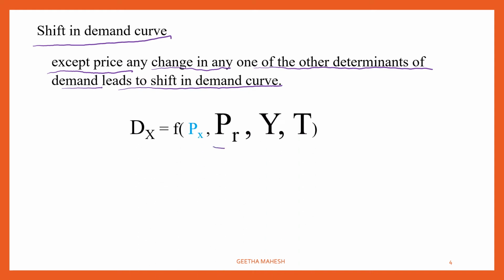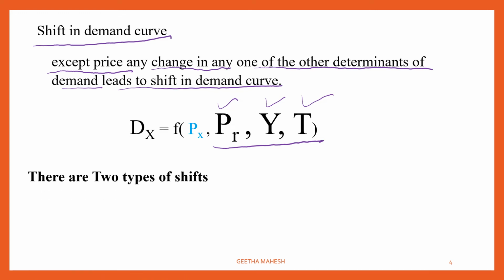So what are the other determinants of demand? Price of related good, income of the consumer, taste and preference of the consumer. Keeping other things remaining constant, if any one of the determinants changes, it leads to shift in demand. There are two types of shifts in demand. The first one is increase in demand, the second one is decrease in demand.